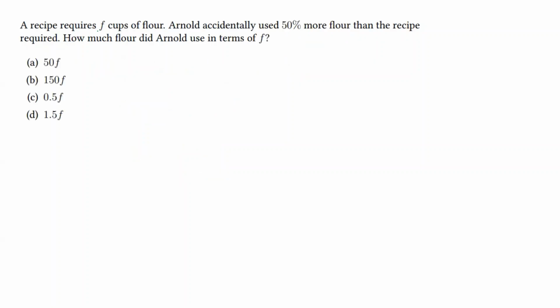A recipe requires F cups of flour, and Arnold accidentally uses 50% more than the recipe requires. He uses, therefore, 150% of the required flour. 150% expressed as a decimal is 1.5.